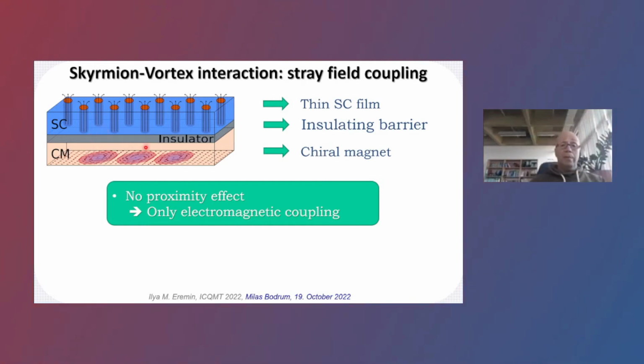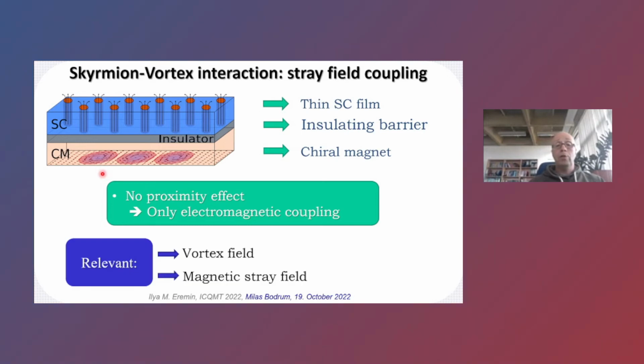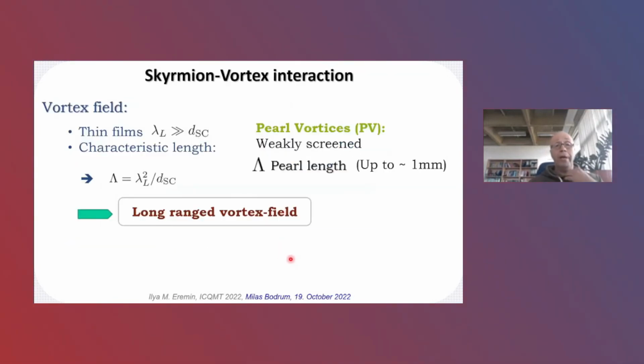And the only way they interact is that, of course, we know that in type 2 superconductors, when you apply an external field, you will generate vortices, and these vortices will also have large stray fields, and this stray field of the vortex can actually interact with a skyrmion. So there is no direct proximity effect. The only interaction is by virtue of the electromagnetic coupling.